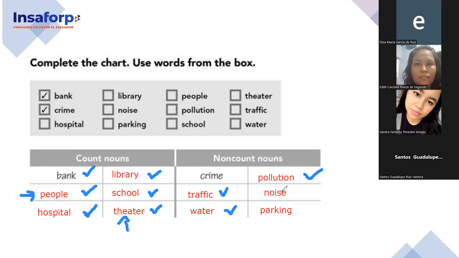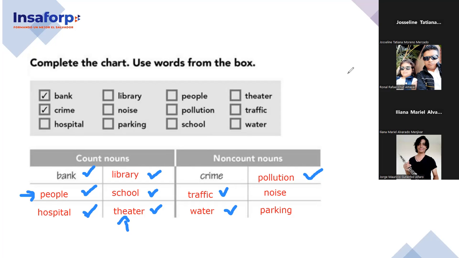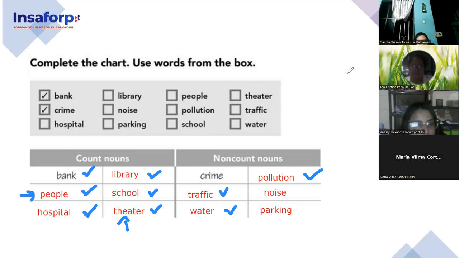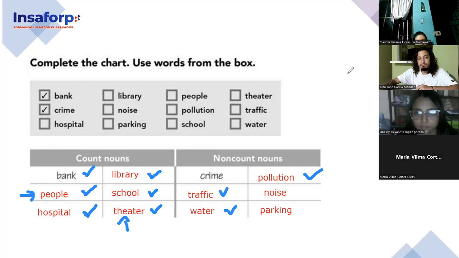Welcome. So, nos queda la palabra noise, parking, and crime. Give me a sentence, please. Thank you. Hey, I don't remember. It's noise, it's ruido, me recuerdo. That is correct. That is correct. You can find parking in the avenue. Oh, that's good. Thank you so much. Very good. You cannot find parking space in the avenue. Very good. Thank you so much.